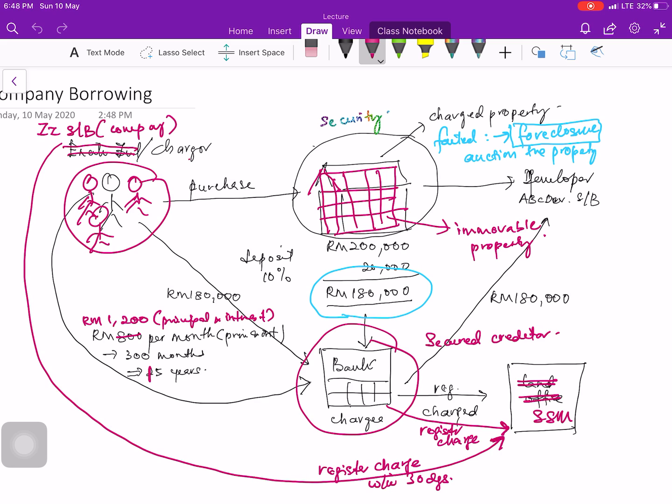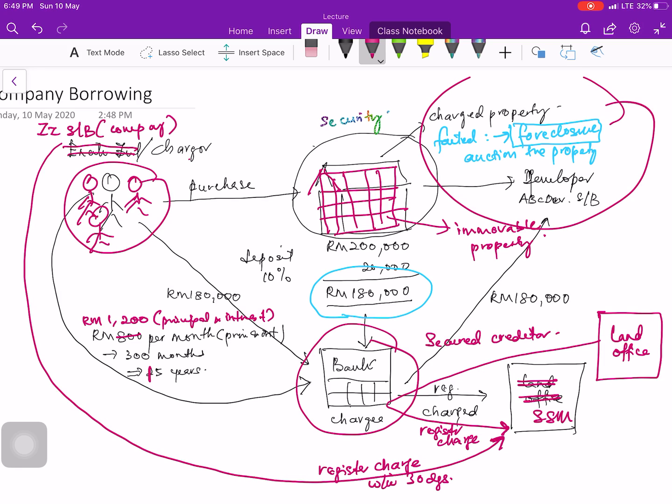So for this particular company, when they charge their property to the bank, not only will the bank register the charge at the SSM to be a secured creditor, but they also need to register at the land office. In the event of default of payment by ZZ Sdn Berhad, only then can they apply for foreclosure proceedings. I forgot to mention that part just now, but it's more technical. This is part of the law, which I would not touch. But this is the effect of non-payment of the loan.